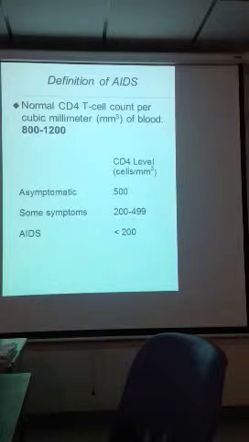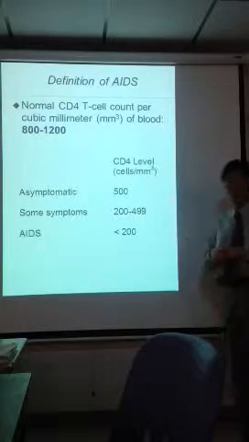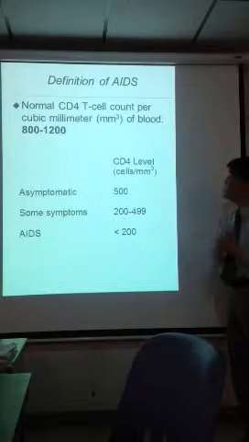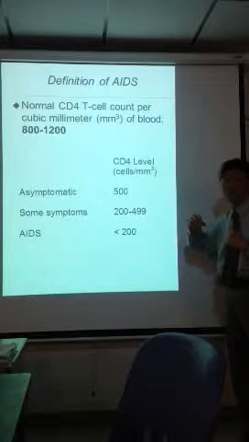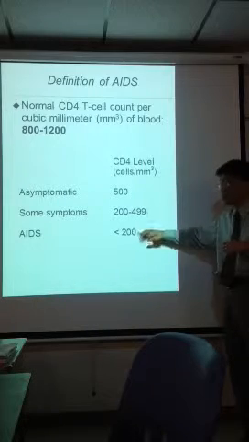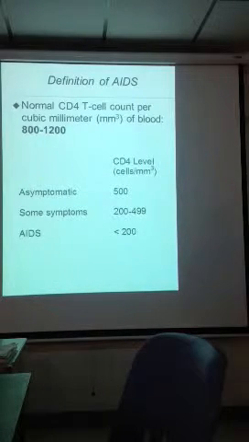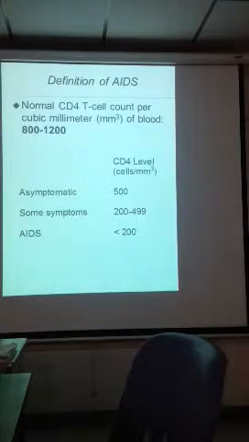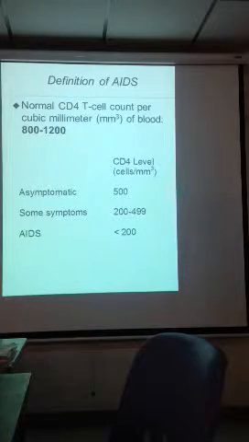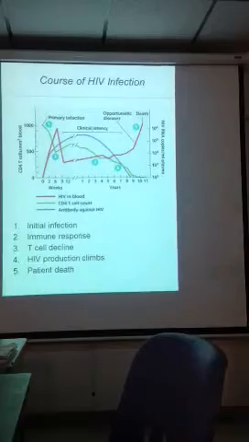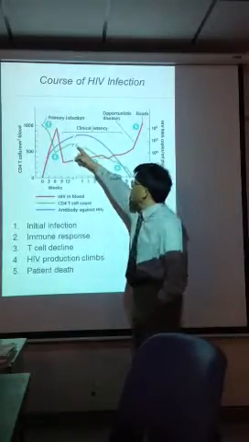Now, if the levels drop below 200, so again, we're looking at 200 T cells per cubic millimeter of blood, that's when you have full-blown AIDS. So that's where we clinically define AIDS. Any questions about that? So again, this shows you that what happens during an HIV infection is this. This is an important parameter.